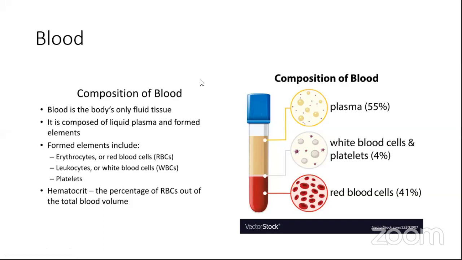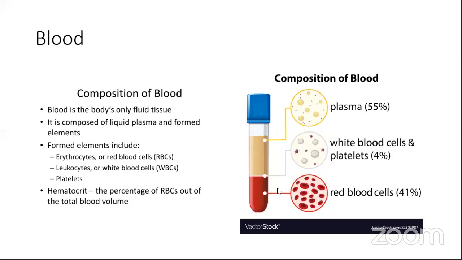Sometimes they ask what is hematocrit. Hematocrit means the count of RBC. Only the count of RBC is called hematocrit. Okay. So blood has two things, plasma and formed elements. Formed elements are red blood cells, white blood cells, and platelets.